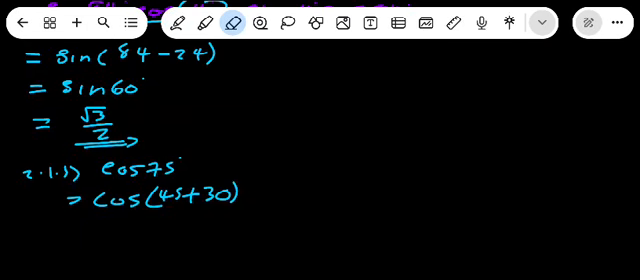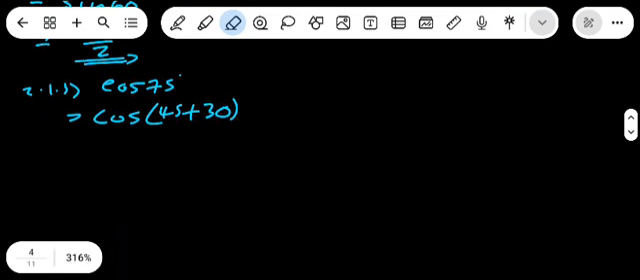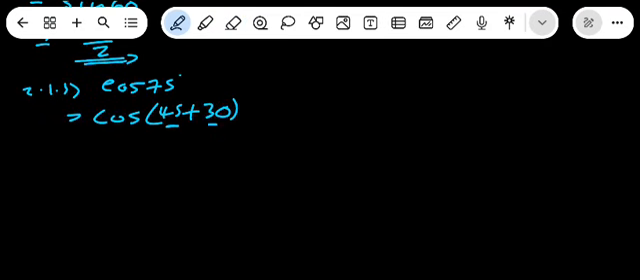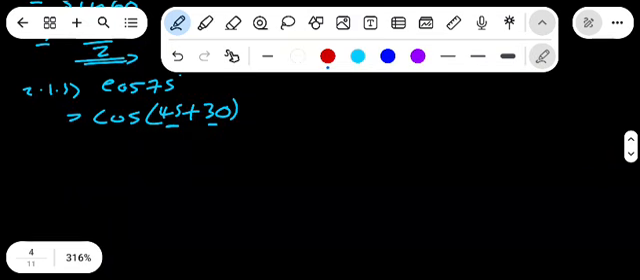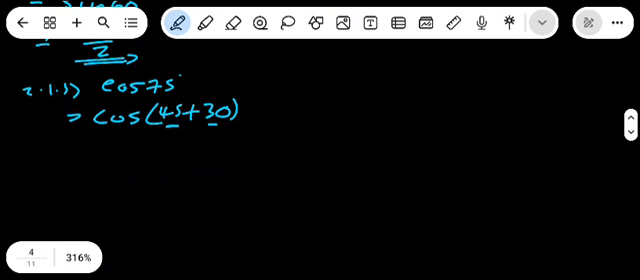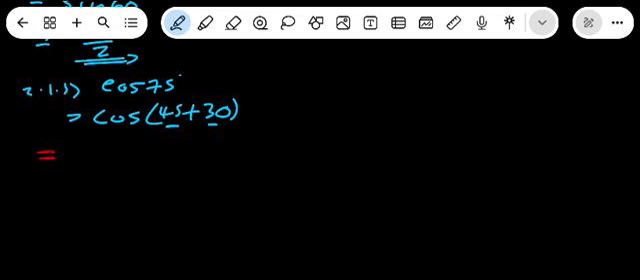But now we have a plus, so you can use the compound angle, because now we have a plus there. You can use your compound angle if you want. Now this will equal the compound angle of cos.